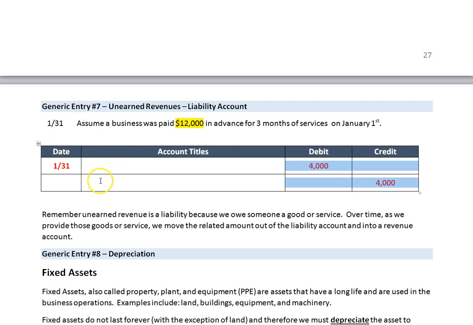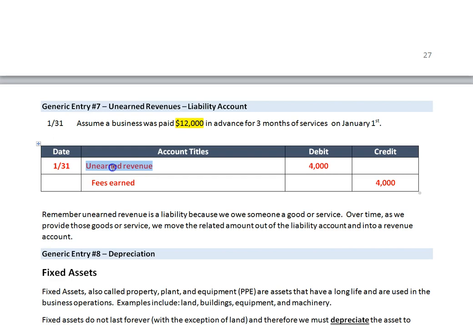$4,000. What we want to do is recognize this as revenue, so we're going to put this to fees earned or any other revenue account that's given in the problem. We need to take it out of somewhere. We got to think how this was initially recorded. This was initially recorded to unearned revenue. So when we take it out of unearned revenue.